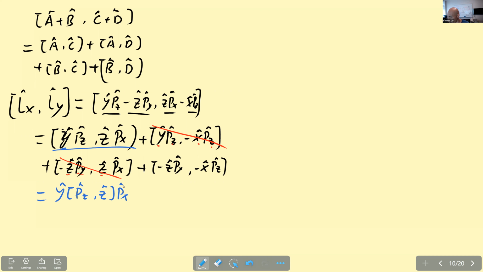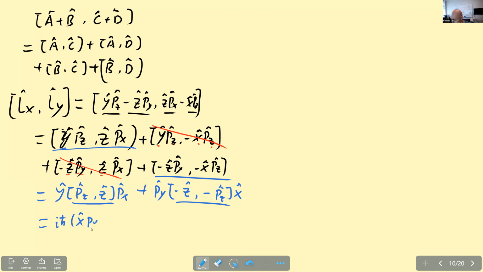This is a little bit quick. And then the last term, again, py commutes with everything, so you can put py anywhere you want. And this will be minus x, which can also be put anywhere. And this one gives you minus i h bar, this one gives you i h bar. So the result is i h bar times (x py minus y px). That's also a nice way to derive this one.